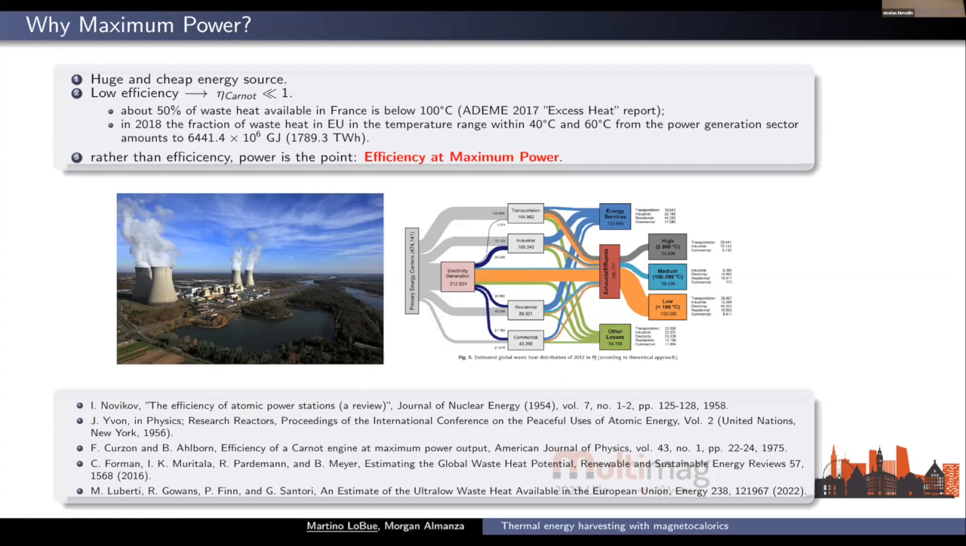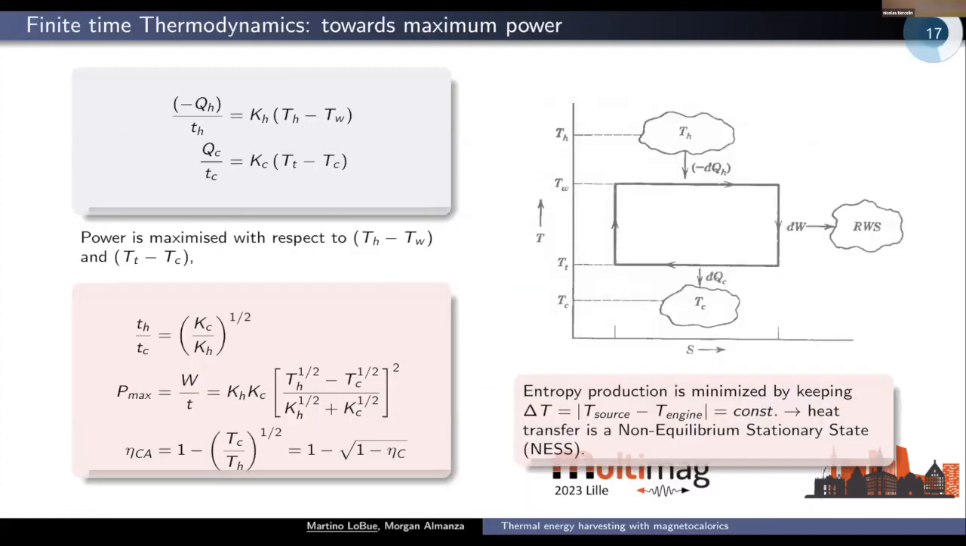Maybe it wasn't exactly true, but with low grade waste heat you are about in the same situation. You have a huge amount of energy at very low grade, less than 100 Celsius level, that is lost. So with whatever efficiency you want, you scavenge that in some way. The best approach to do that has been developed by Curzon and Ahlborn, is known as the finite time thermodynamics approach.